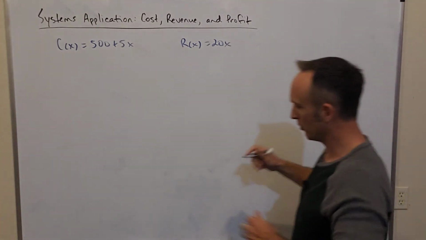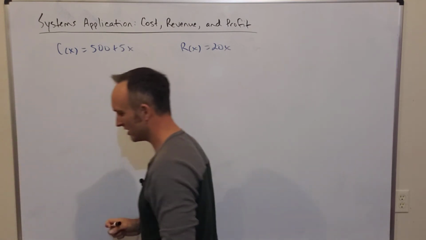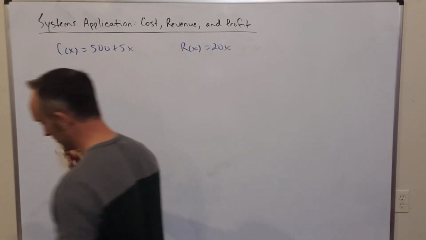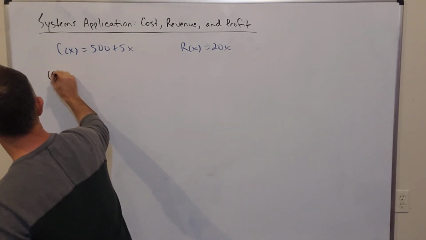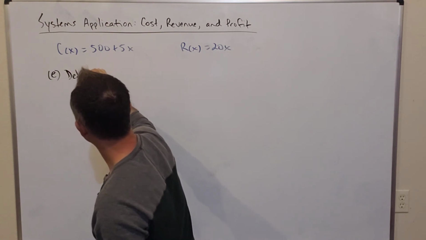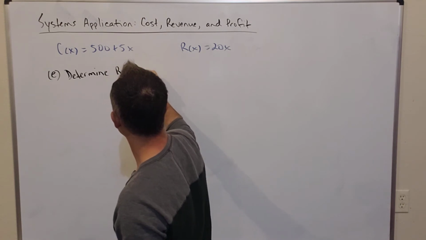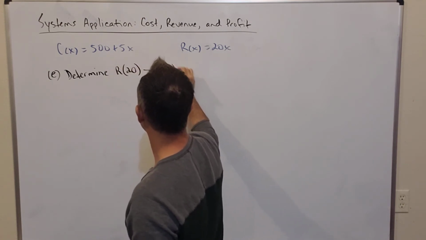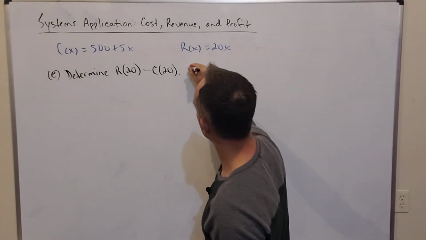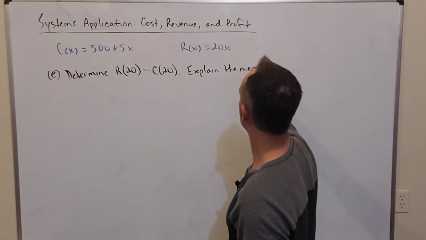Okay, I put the graph paper away, and I think we are on part E now. Part E. Let's determine R of 20 minus C of 20 and explain the meaning.